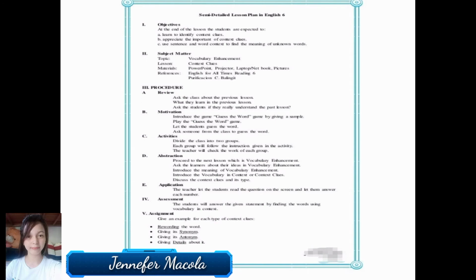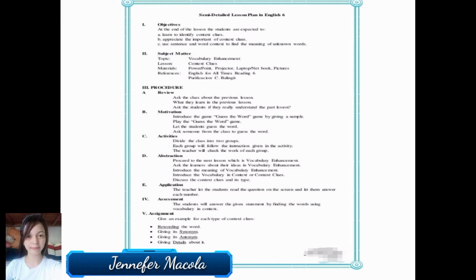This is an example of a semi-detailed lesson plan. In a semi-detailed lesson plan, it has objectives, subject matter, and procedure. Under procedure are review, motivation, activities, abstraction, and application. Next to procedure is assessment, and the last is assignment.